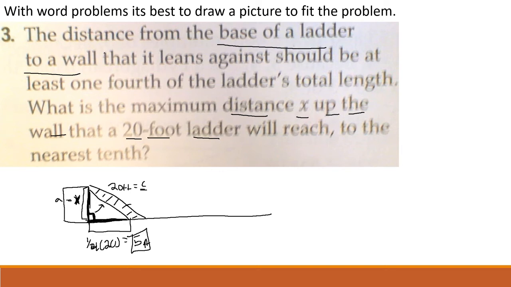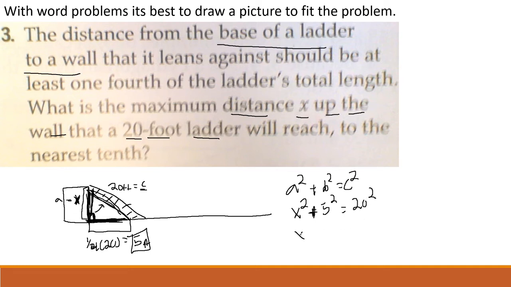So now we have everything set up in this triangle here. We have a leg side, we have another leg side, which is 5 feet, and we have the ladder's total length. So we can set up an equation here. A squared plus b squared equals c squared. A squared is going to be x squared. B squared is going to be 5 squared. I should say plus there. And c squared is going to be 20 squared.